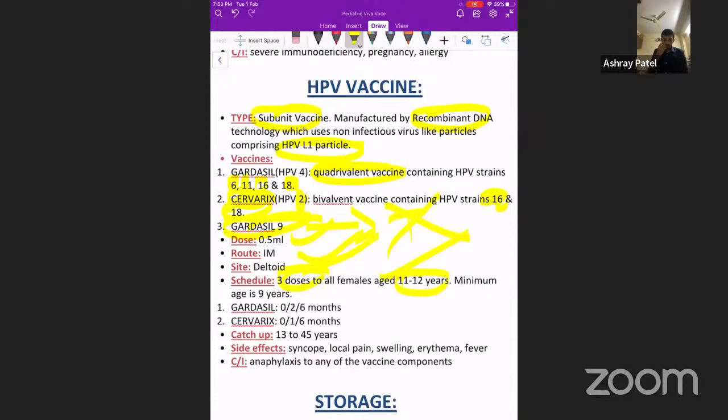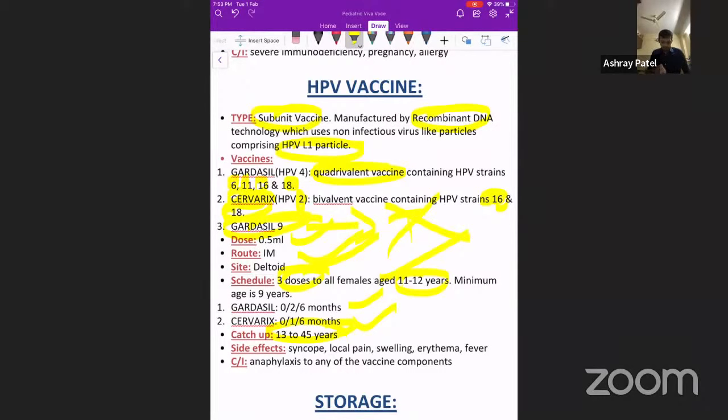If it is Gardasil, that is HPV4 or the 9-valent vaccine, we give it at 0, 2, and 6 months. But if it is Cervarix, the bivalent vaccine, we give it at 0, 1, and 6 months. Fine. Catch up is from 13 years up to 45 years, because until then the exposure can be present. So from 13 to 45 years, it is recommended.